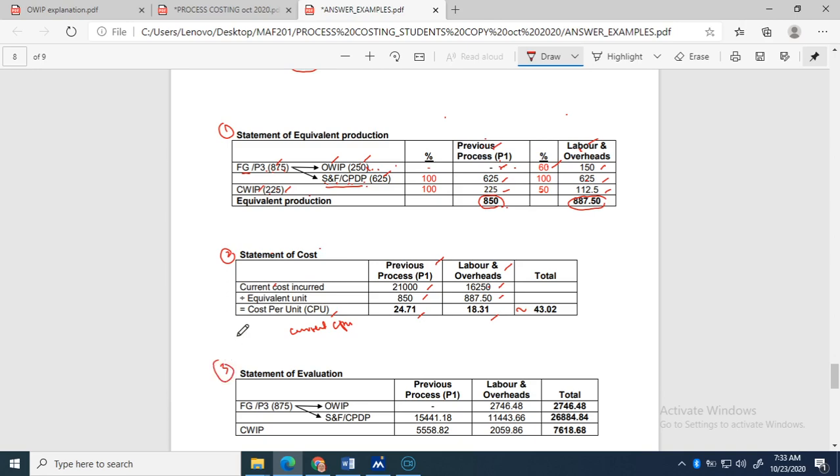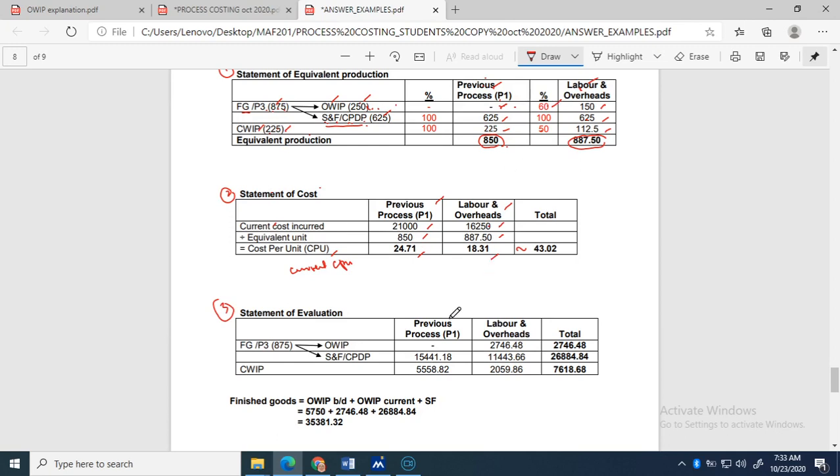Number 3, prepare statement of evaluation. Same columns. We refer to equivalent production. We have finished goods, P3, 875. We have OWIP, we have started and finished, we have CWIP. You just follow the rows that we have in equivalent production. Now how to get the value? Take the quantity in statement number 1, 0 times 24.71 will be 0. For OWIP labor and overhead, 150 times 18.31 for labor and overhead, you get this one.